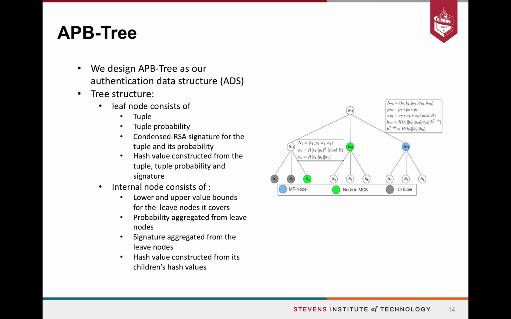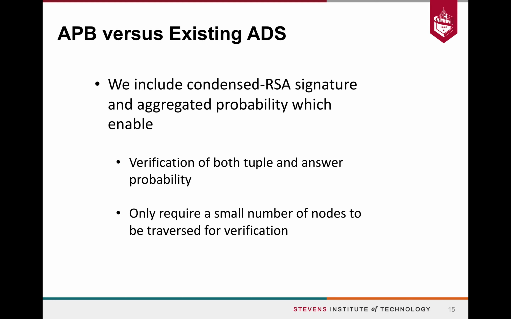While in the internal nodes, we include the lower and the upper bound of the values stored in the subtree, and also the aggregated probability from its leaf nodes, and also the aggregated signature from the leaf nodes, and also the hash value. So the purpose for us to include the probability and use condensed RSA and aggregated probability in the ADS is to make sure that we can verify both the tuple and answer probability just by using information from the ADS.